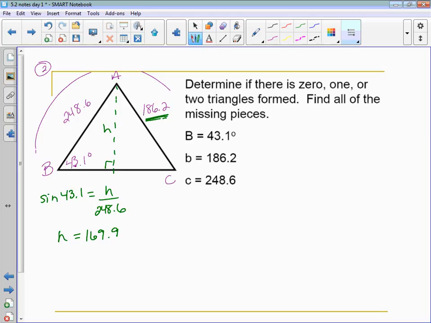All right, so we don't have to think about the height anymore. So I'm going to just get that out of my triangle. I don't need that anymore. I'm going to start by solving this as if it were just a normal law of sines problem like we did on the last one. So I would start with sine of 43.1 over 186.2. And what would you set that equal to? Sine of C over 248.6.